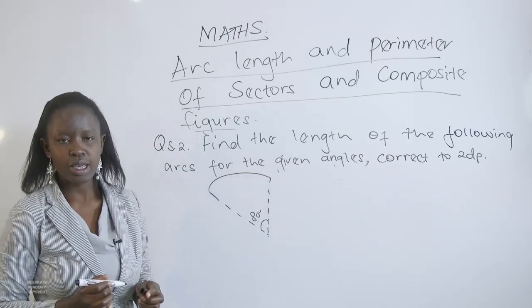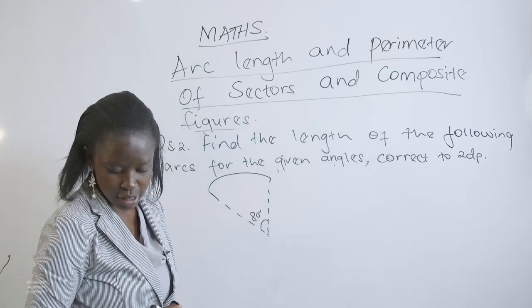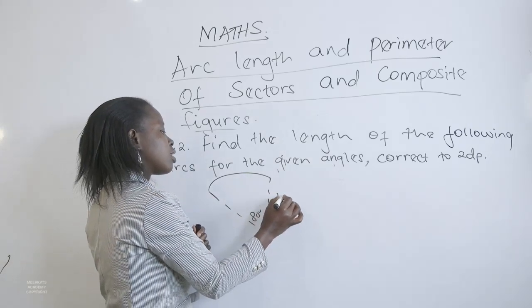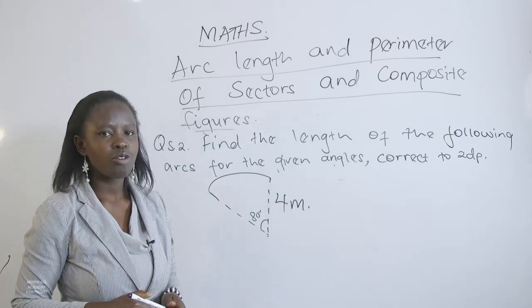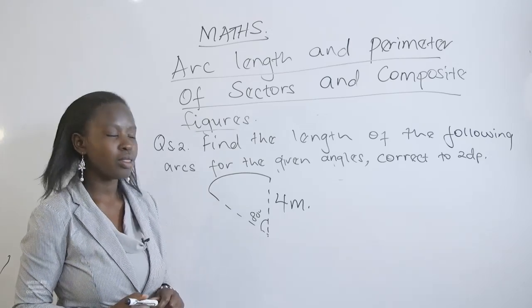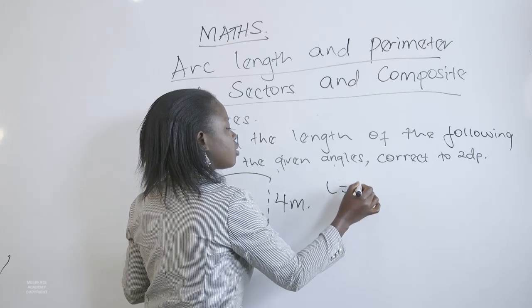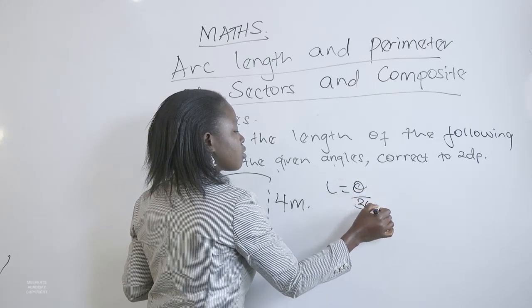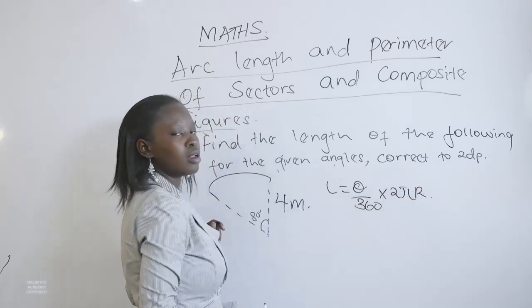We have an arc that subtends an angle of 80 degrees. The length of the radius is 4 meters. We need to calculate the length of this given arc. So the length of the arc is given by theta over 360 times 2 pi r.